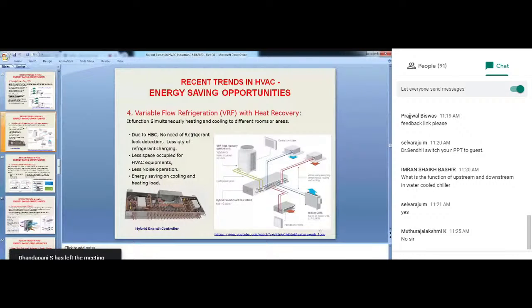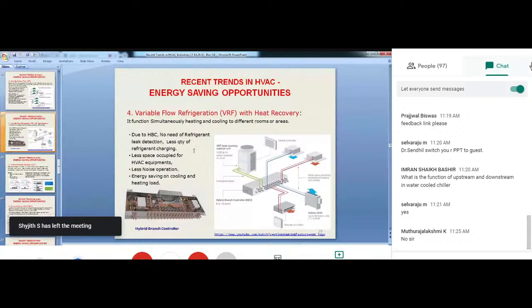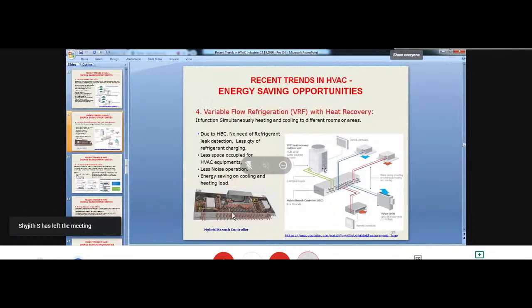I have used this VRF heat recovery system in the London Underground project. We have seen a good amount of energy saving through this VRF heat recovery system. In India, mostly only the normal VRF system is used, that is, without heat recovery, mostly cooling applications only with respect to Indian conditions.